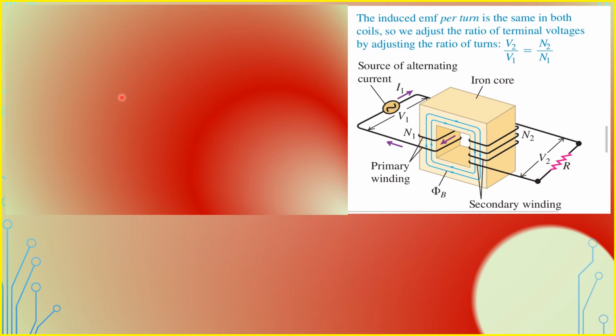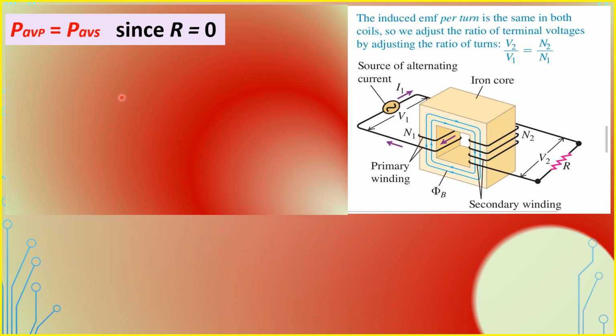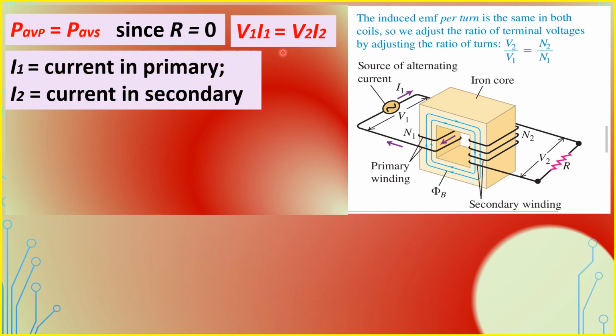From energy considerations, the power delivered to the primary equals that taken out of the secondary, since there is no resistance in the windings. So we have this formula. The product V1 times I1 is the average power in the primary, and the product V2 I2 is the average power in the secondary. I1 and I2 are the currents in the primary and in the secondary respectively.